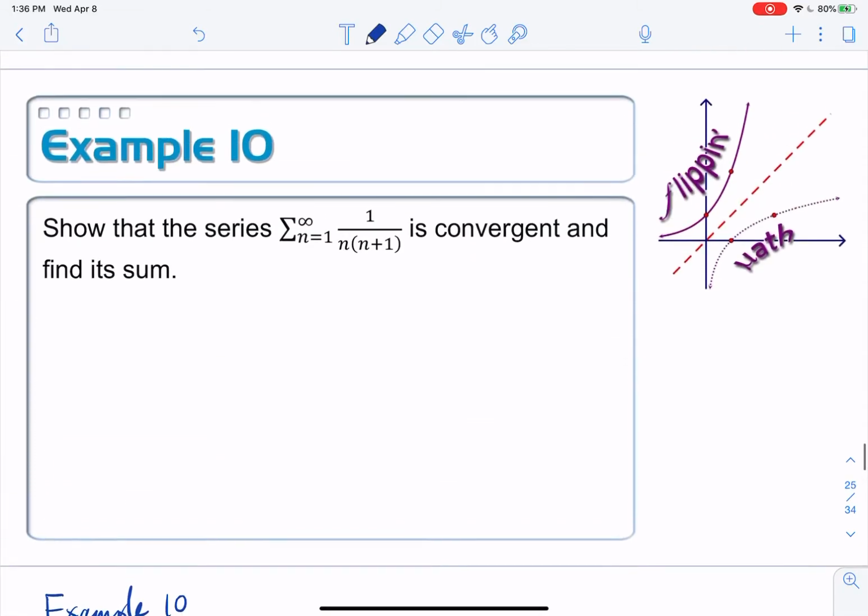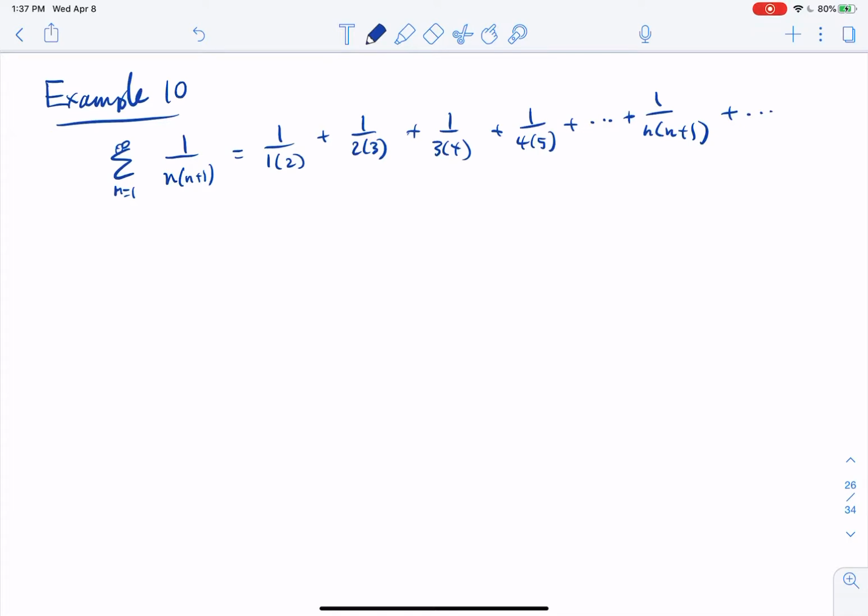Example the 10th, we have the summation. I think it starts at 1, right? Yeah, it's definitely not going to start at 0. All right, n equals 1 to infinity of 1 over n times n plus 1. Starting at 1, if I plug 1 in there, I have 1 over 1 times 2, plus, if I stick in 2, I'd have 1 over 2 times 3. And you can see the pattern continuing here: 3 times 4, 4 times 5, dot, dot, dot, 1 over n times n plus 1, and then you are supposed to continue it after that nth term.